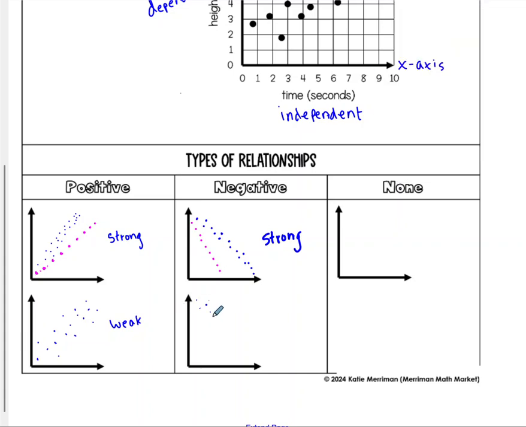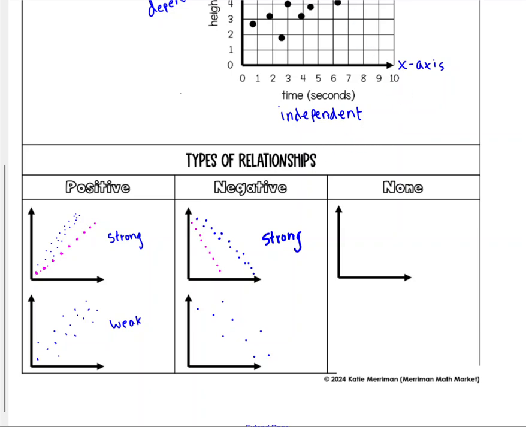Same way, a weak negative would be trending down, but the data is not close together. Actually, this looks a bit strong. Let me redraw this one. A weak negative would trend down, but the points are not close together.